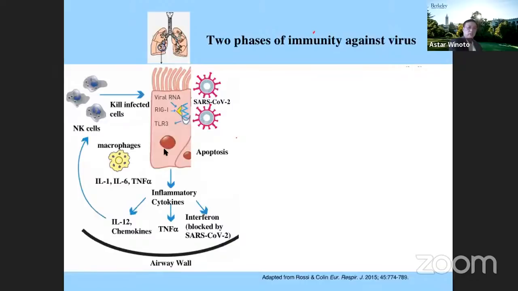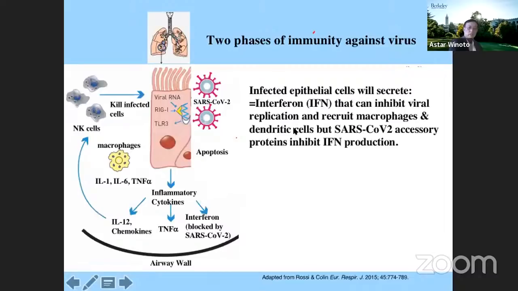And the way to get rid of this virus is to secrete inflammatory cytokines. So, for example, this infected epithelial cell will secrete interferon. In this case, we just abbreviate it IFN. And interferon can inhibit viral replication. So interferon gets secreted, goes back to the cell, goes inside and signals to inhibit the replication of the virus. So virus will not grow that much.